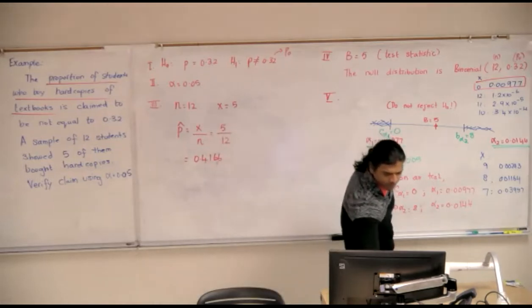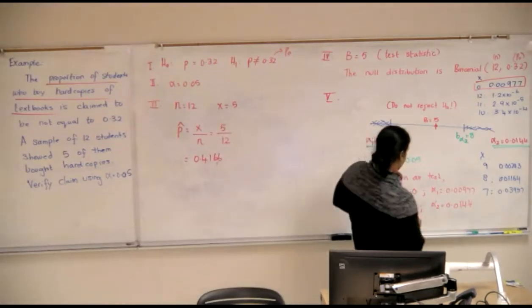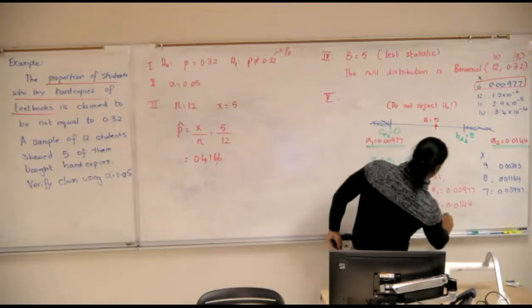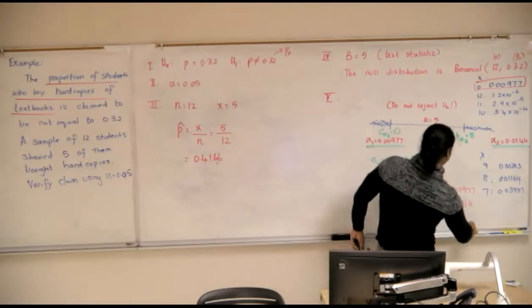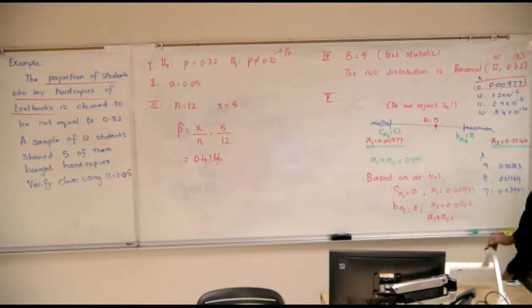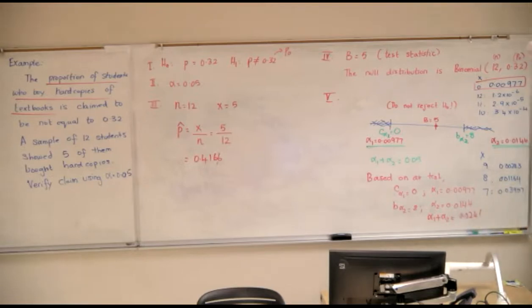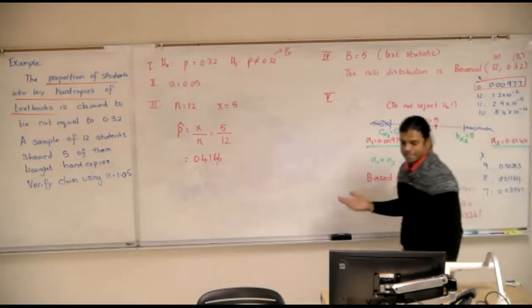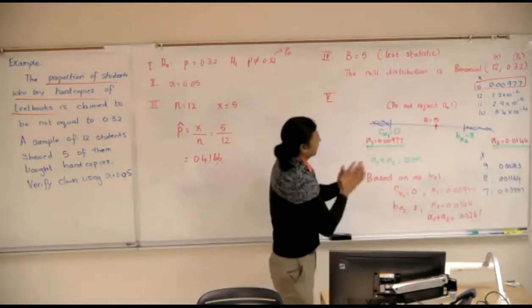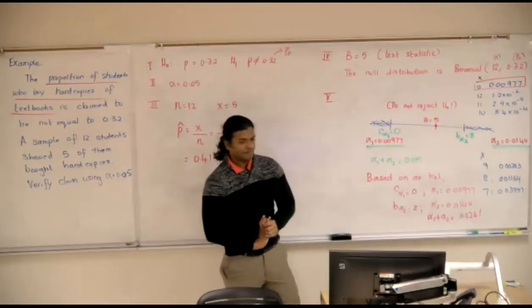What is the sum of the two? 0.0241. Does that make sense? So should we reject the null? No, we should not reject the null.